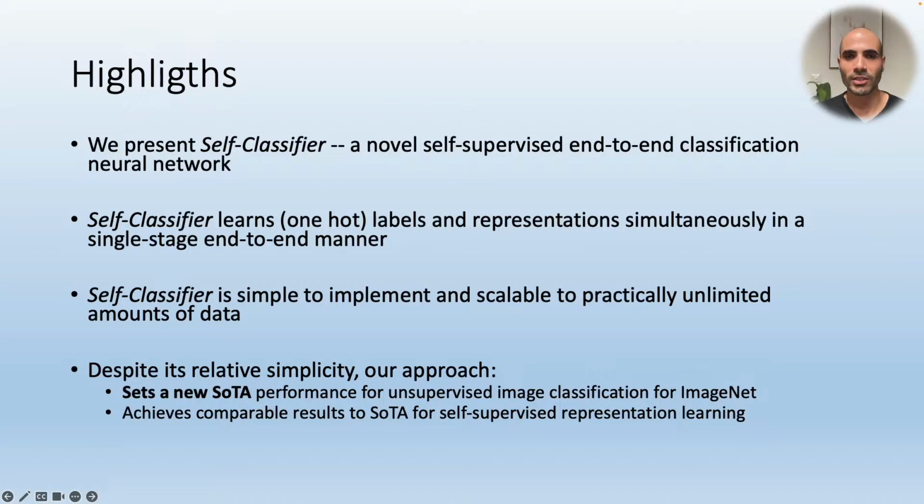We present a new self-supervised approach called Self-Classifier. Self-Classifier learns labels and representations simultaneously in an unsupervised manner. It is simple to implement, and despite its simplicity, we set a new state-of-the-art performance for unsupervised image classification. Additionally, it also achieves state-of-the-art comparable results for self-supervised representation learning.